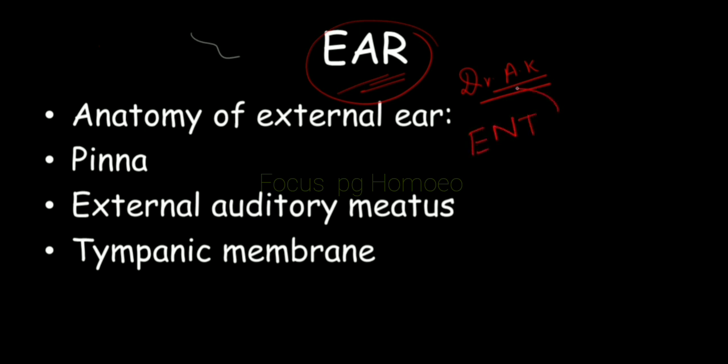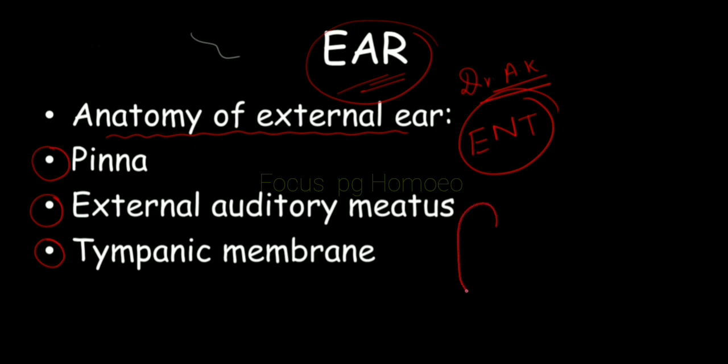So let's start with ear now. First, let us start with the anatomy of external ear. In the anatomy of external ear we have three parts. One is the pinna, that is the external one, and the external auditory meatus and tympanic membrane. So this is the pinna, here comes the external auditory meatus and here comes the tympanic membrane. This is completely called the external ear. Let's get into detail with it.